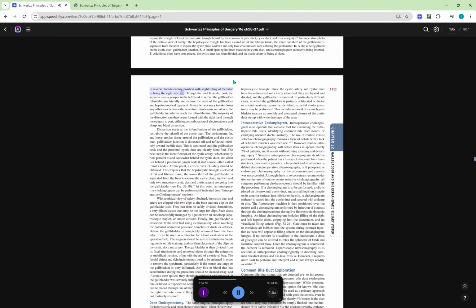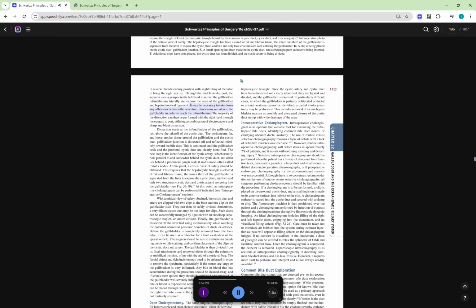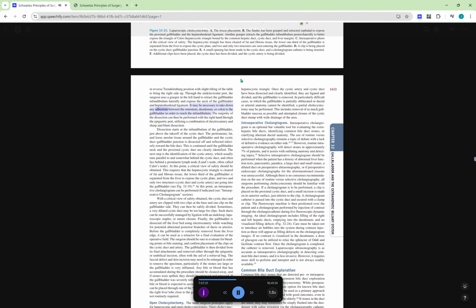Through the midclavicular port, the surgeon uses a grasper in the left hand to retract the gallbladder infundibulum laterally and expose the neck of the gallbladder and hepatoduodenal ligament. It may be necessary to take down any adhesions between the omentum, duodenum, or colon to the gallbladder in order to reach the infundibulum. The majority of the dissection can then be performed with the right hand through the epigastric port, utilizing a combination of electrocautery and sharp and blunt dissection.